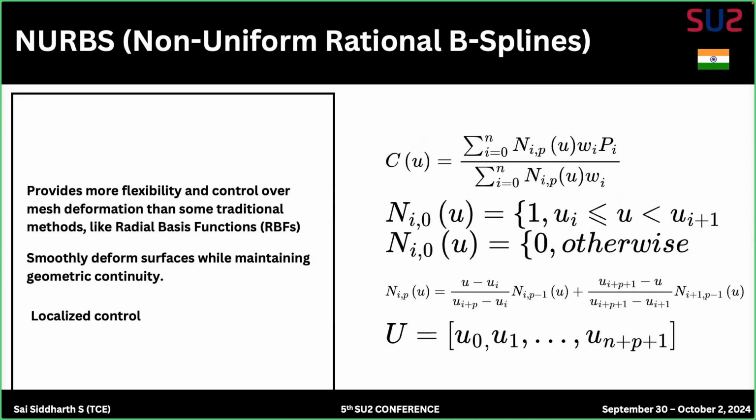The NURBS curve formula involves control points, weights, and B-spline basis functions, which are defined over the knot vector. They allow us to precisely control how each section of the mesh deforms. It's incredible, if you ask me, offering greater flexibility in the optimization process as a whole.